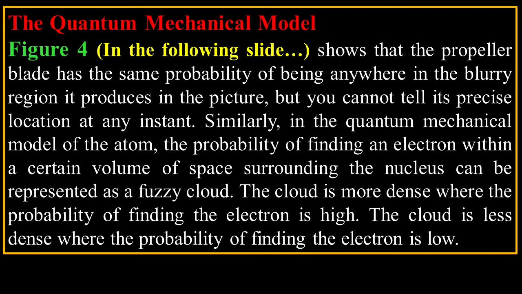Similarly, in the quantum mechanical model of the atom, the probability of finding an electron within a certain volume of space surrounding the nucleus can be represented by a fuzzy cloud. The cloud is more dense where the probability of finding the electron is high. The cloud is less dense where the probability of finding an electron is low.